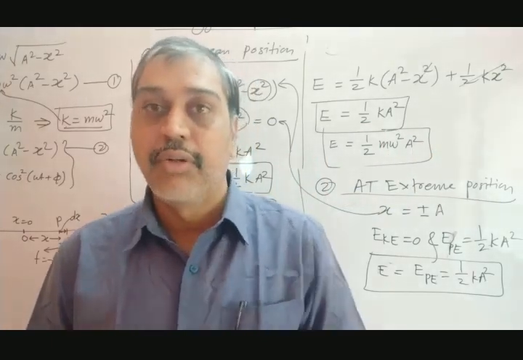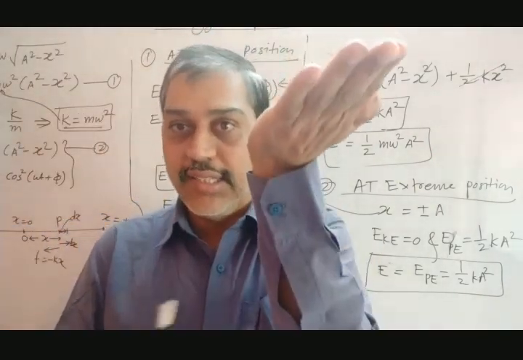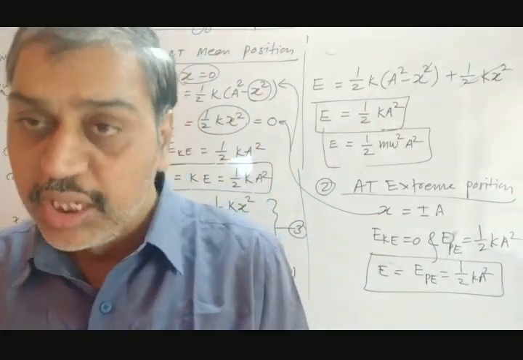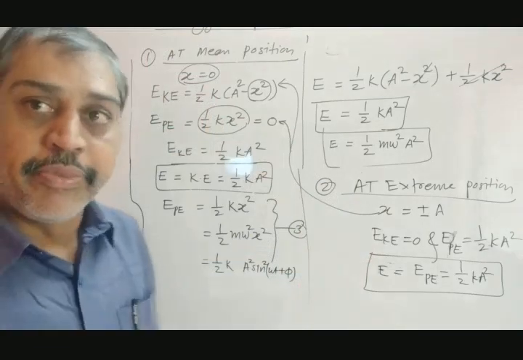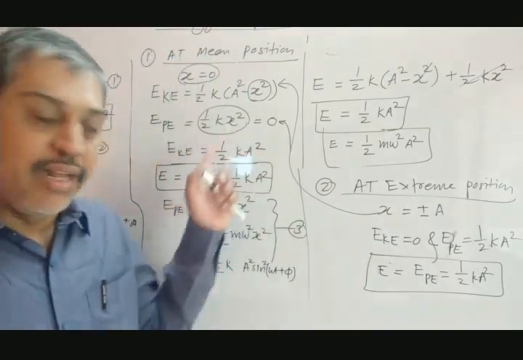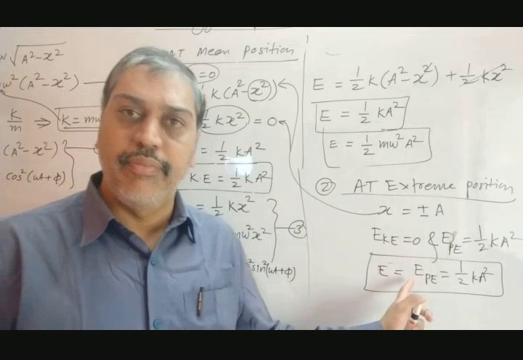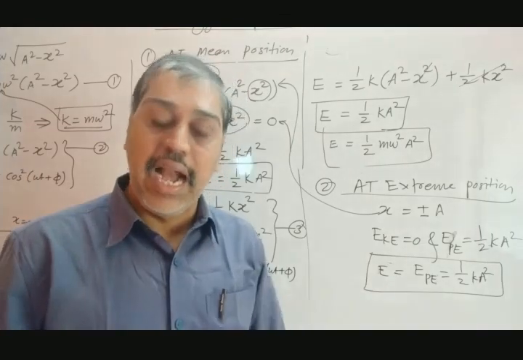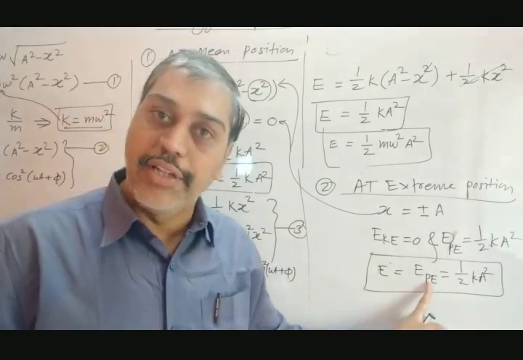Remember, the total energy is the sum of kinetic and potential energy. As potential energy increases, kinetic energy decreases in the same proportion. That's why the total energy always remains constant for a particle performing simple harmonic motion. Apart from this, they have taken a third special case. Just remember these two conditions: mean position and extreme position, the total energy remains constant. At mean, it is due to the kinetic only. At extreme, it is due to the potential only. You must remember this point, as an MCQ might be asked.